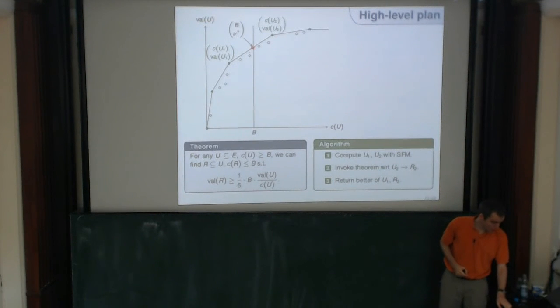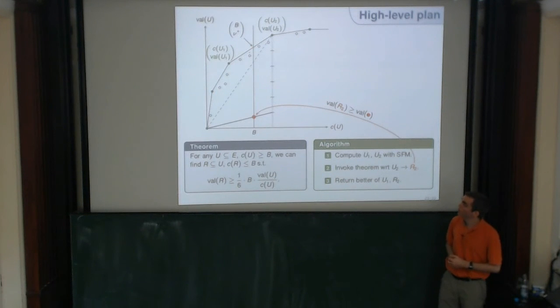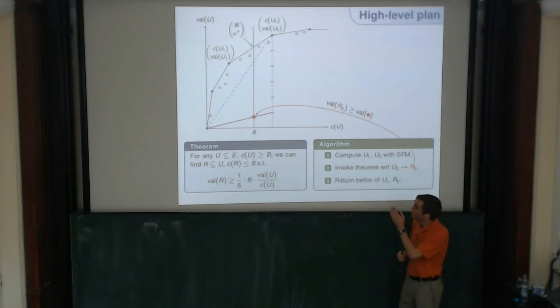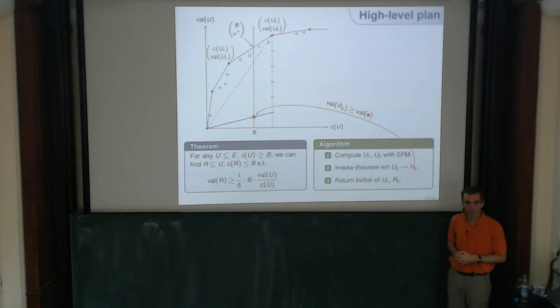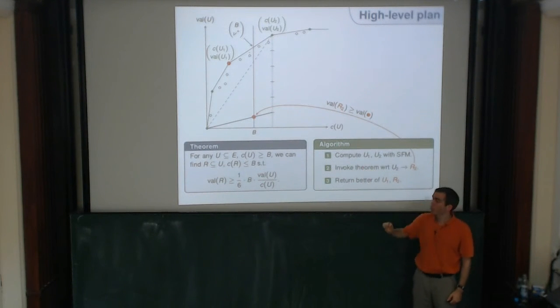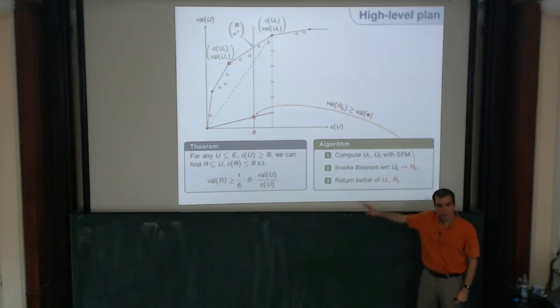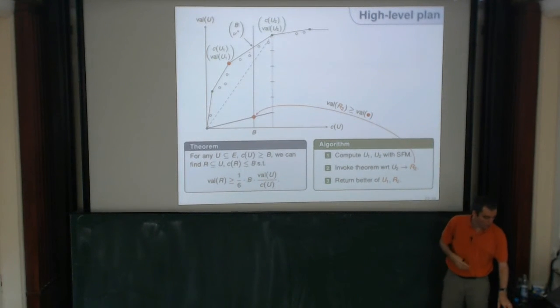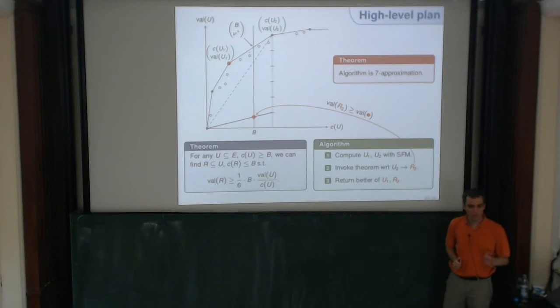So what the algorithm does is invoke the theorem with respect to U2. It's essentially the same drawing as beforehand. So you get a point that is feasible, but has maybe only a sixth of the efficiency of U2. As I said, we're looking for constant factors, so that's okay. And then it will simply return the better of the set you got there and U1. And actually, if you believe that theorem, it's easy to compute that this algorithm is a 7-approximation. It's a simple calculation that has to be done here.